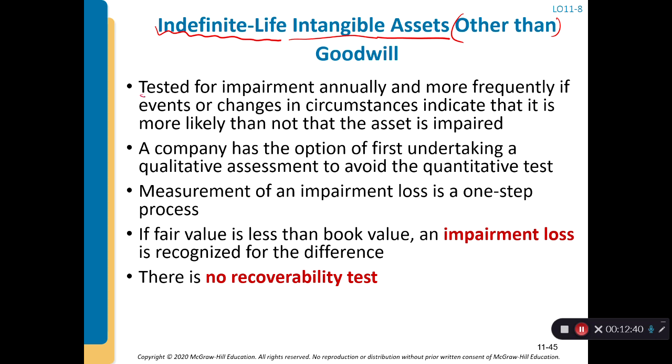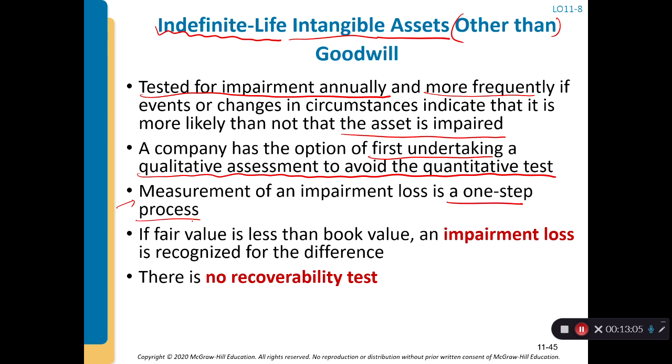First of all, we test for impairment annually, and more frequently if necessary, or if changes in circumstances indicate that it's more likely than not that the asset is impaired. A company has the option to first undertake a qualitative assessment to avoid quantitative tests. Also, the measurement of impairment loss is a one-step process, which means that you don't need to do two steps.